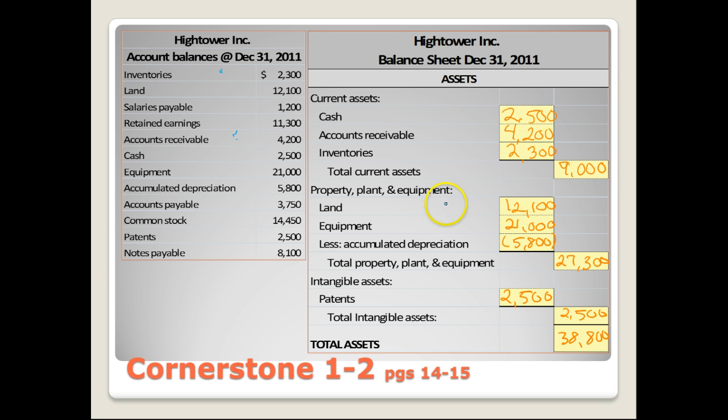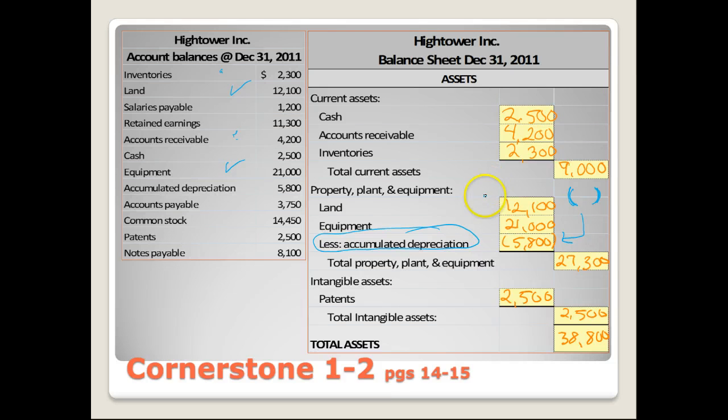Then we move to the next category, which is going to be long-term assets, non-current assets. We've got land, equipment, and over time it has accumulated depreciation of $5,800. Notice it's a negative number, $5,800, and how do you know? Because we put it in parentheses. In accounting, parentheses are a sign that something is negative. We don't use the minus sign generally. Once we're working on a financial statement, we use parentheses.